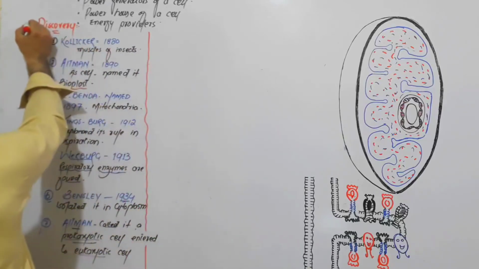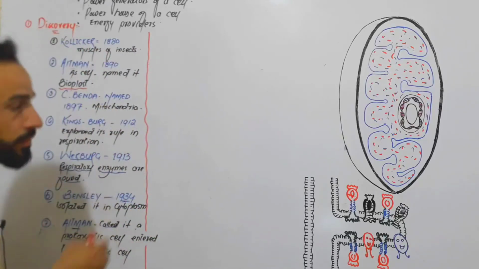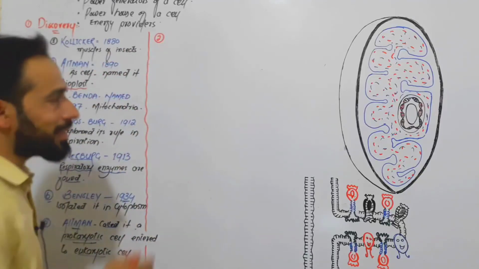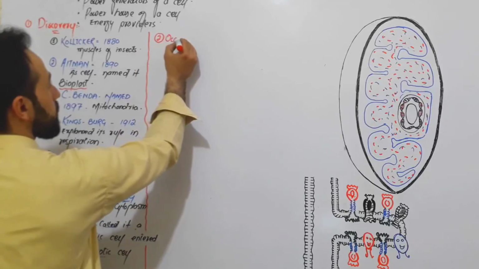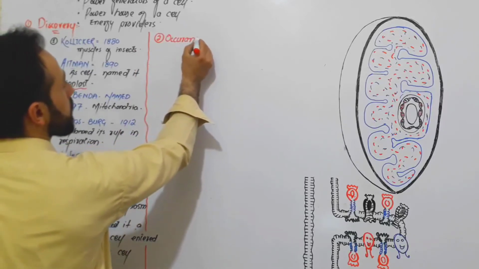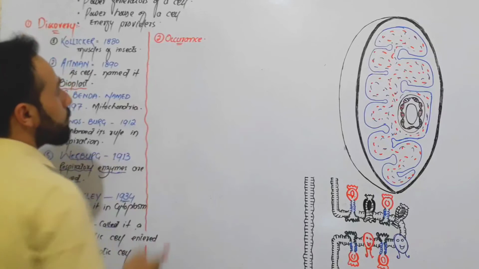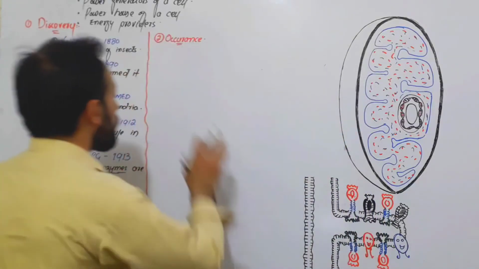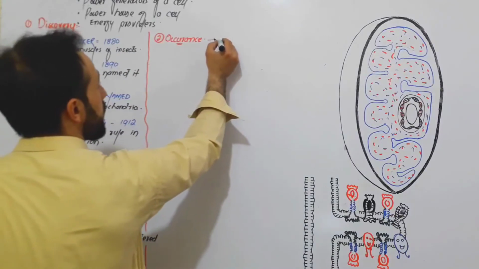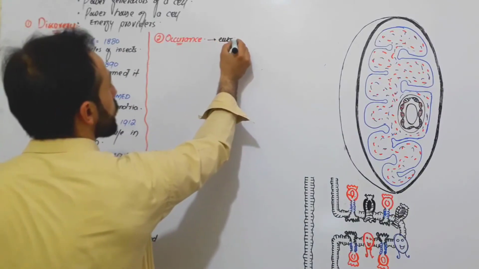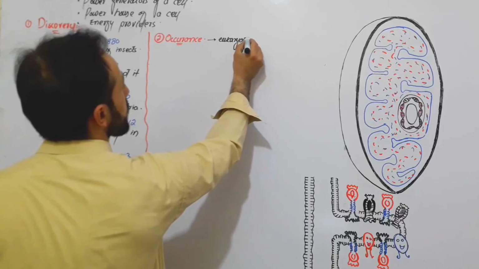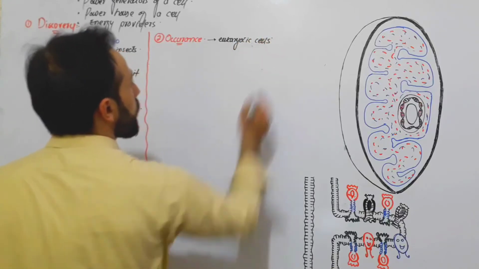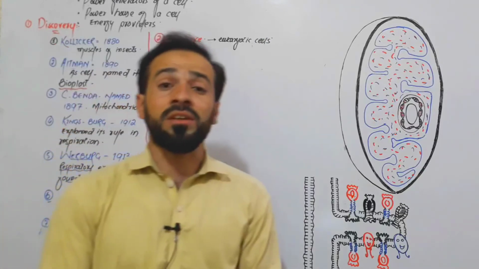Okay, the first point about it was the discovery. Now the second point about mitochondria is its occurrence. It is found mostly in eukaryotic cells, right? Now furthermore, eukaryotic cells are of two types.